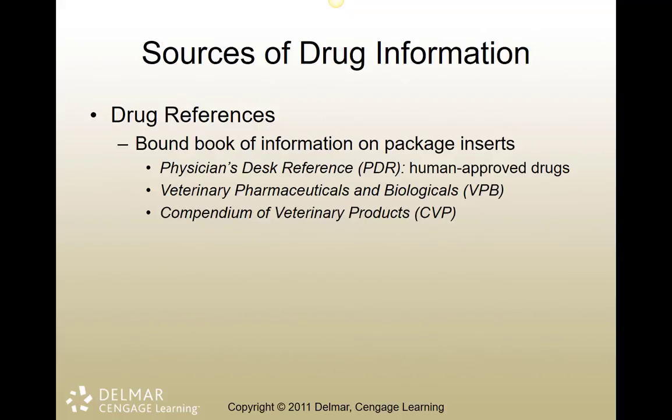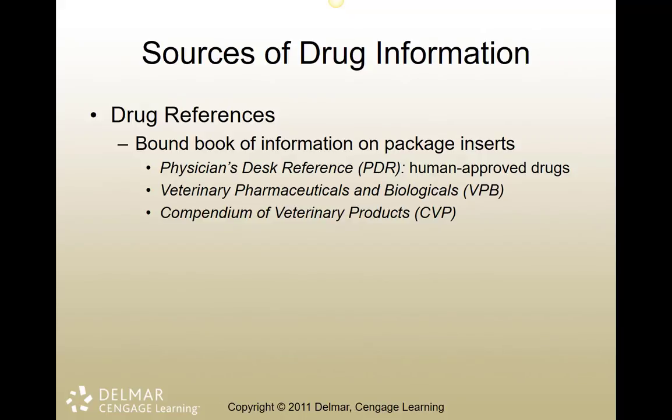We have some references, and some of the major references that we end up using are things like the Physician's Desk Reference, PDR, that's for human approved drugs. On the veterinary side, we use the Veterinary Pharmaceuticals and Biologicals, or the VPB, or the Compendium of Veterinary Products, the CVP. And actually, you can get the CVP through the App Store for Apple and Android for free. You can actually get the CVP on your phone.